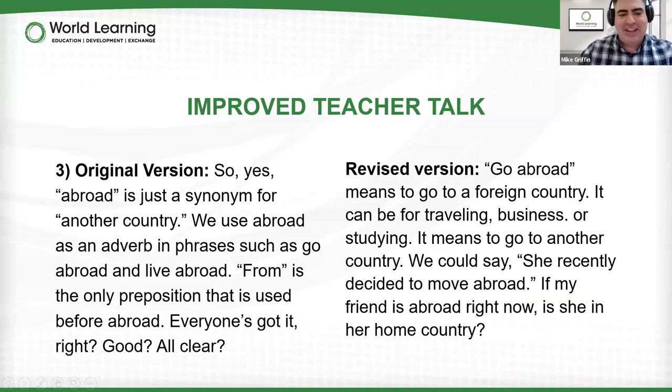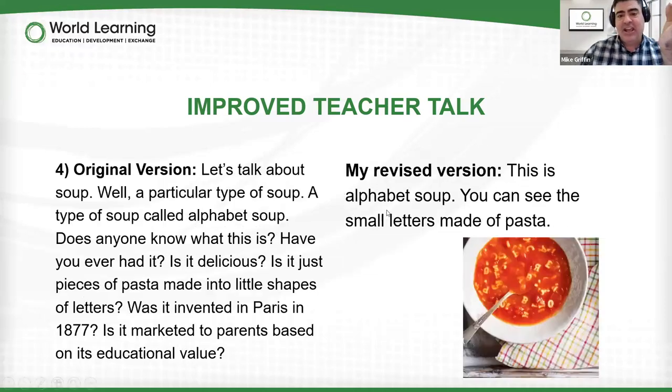Number three, again, we could just cut the, everyone's got it. These kind of useless CCQs, everyone's got it, good, all clear, do you understand? These are examples of not useful CCQs, concept checking questions. Spoken bullet points, yes, I think that's what I was trying to model there. Big finger, counting. And here's my trick. I cheated a little bit for number 4, and I'm sorry.